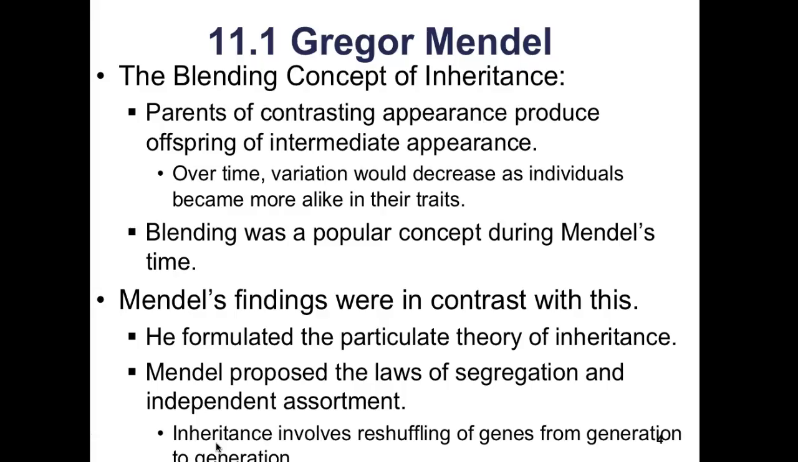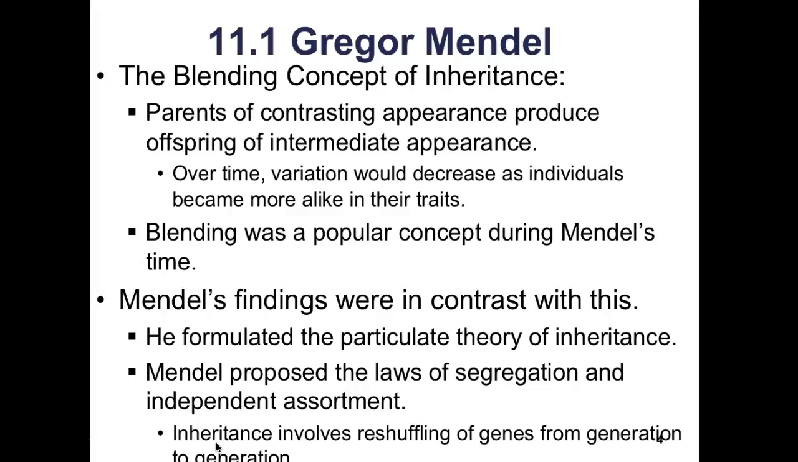So with that introduction, we get into a little bit about Gregor Mendel. Originally there was this concept of blending inheritance, where parents of contrasting appearance produce offspring of intermediate appearance. Over time, variation would decrease as individuals became more alike in their traits. Blending was a popular concept during Mendel's time, but Mendel's findings were in contrast with this.